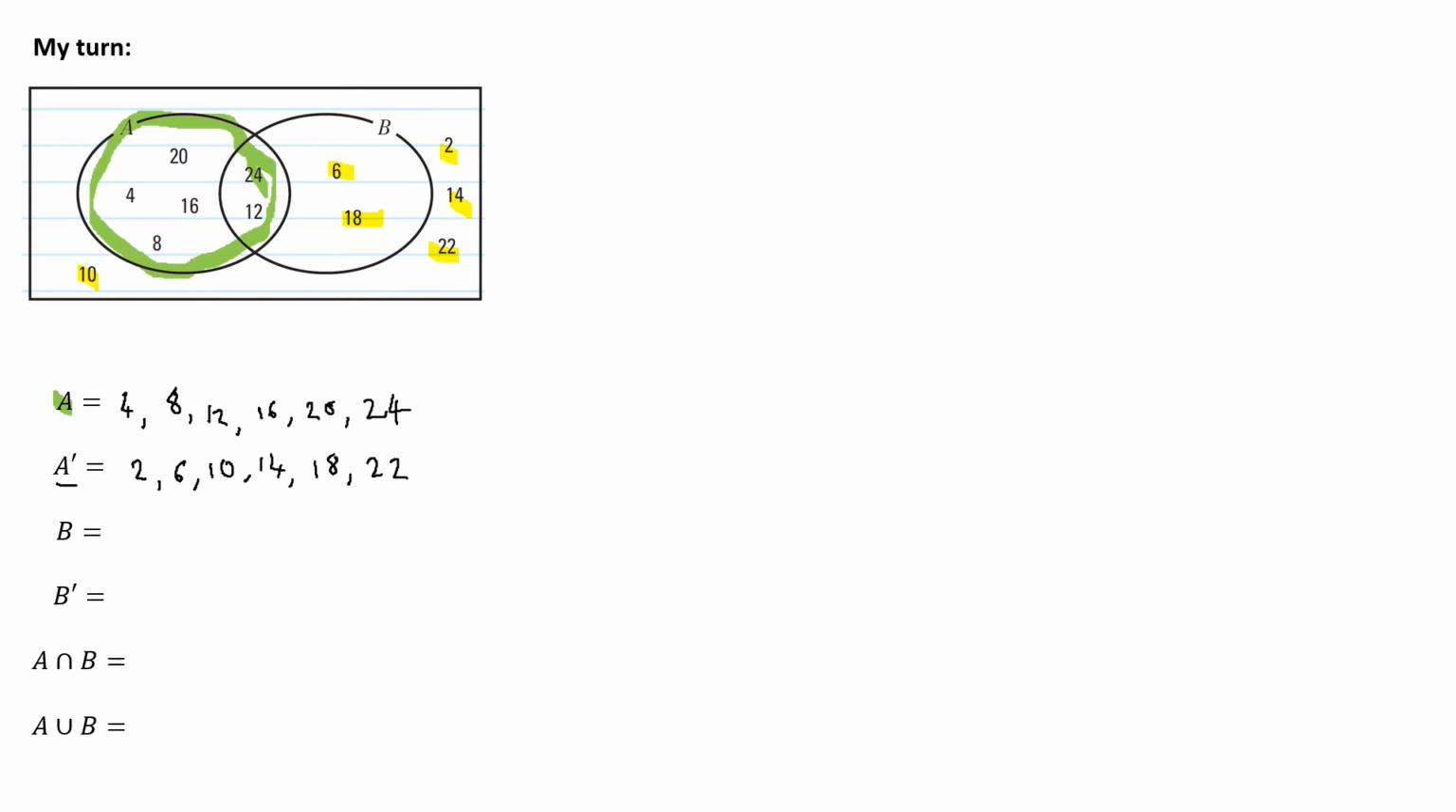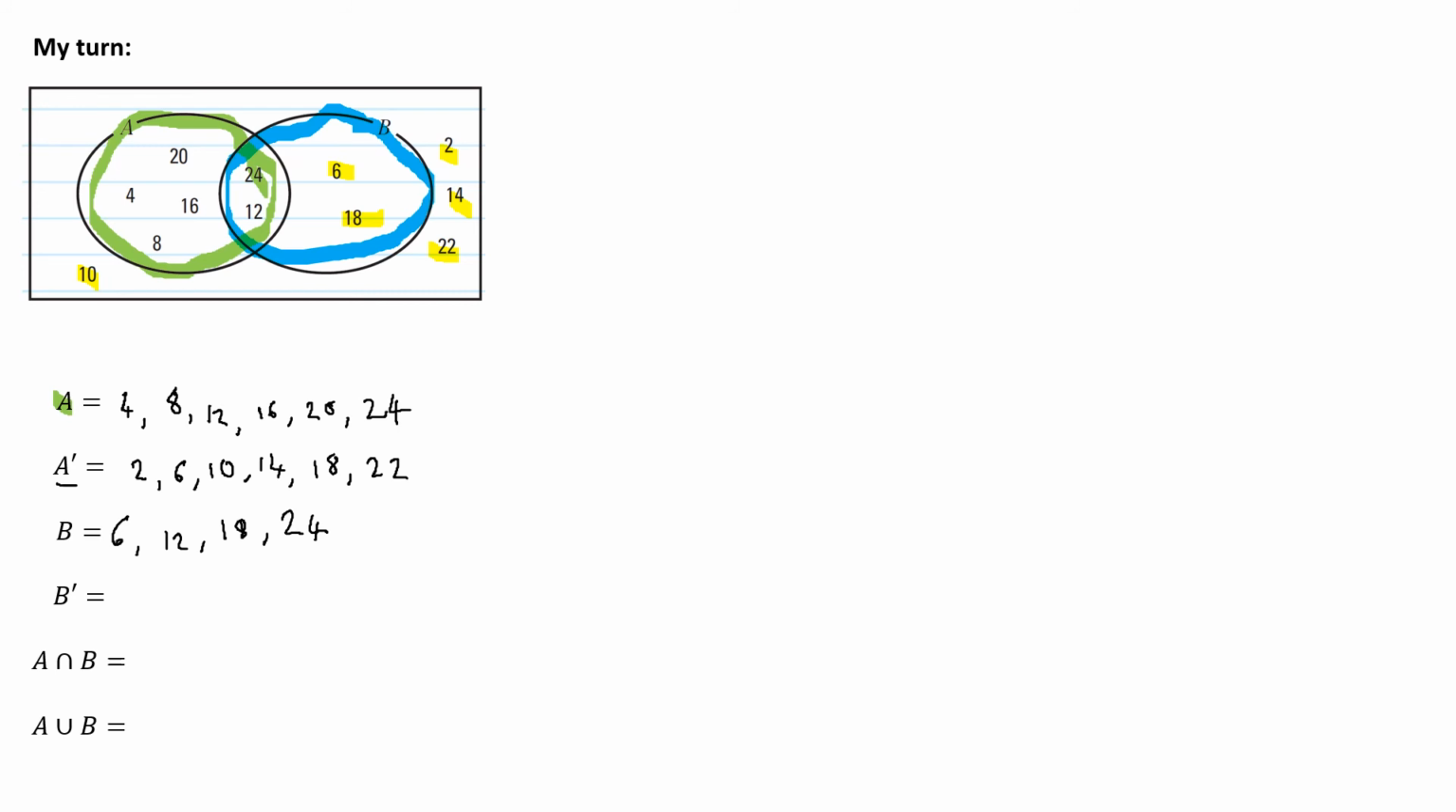Then we're asked for all of the members that are in set B. Set B is just anything that's inside our B circle. So our B circle is this here, which is going to be 6, 12, 18, and 24.